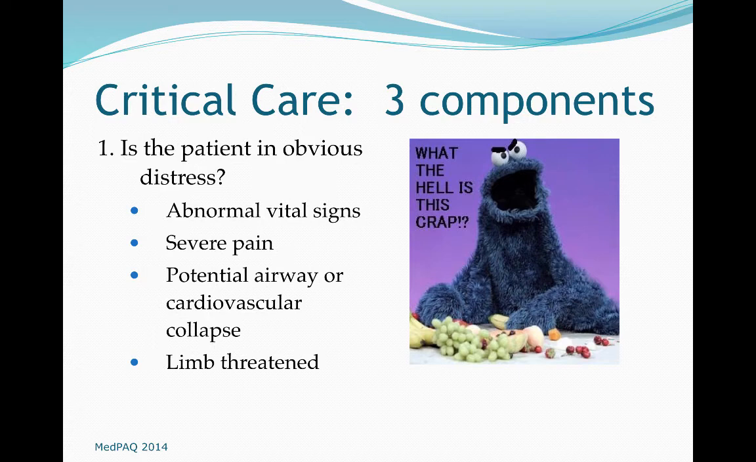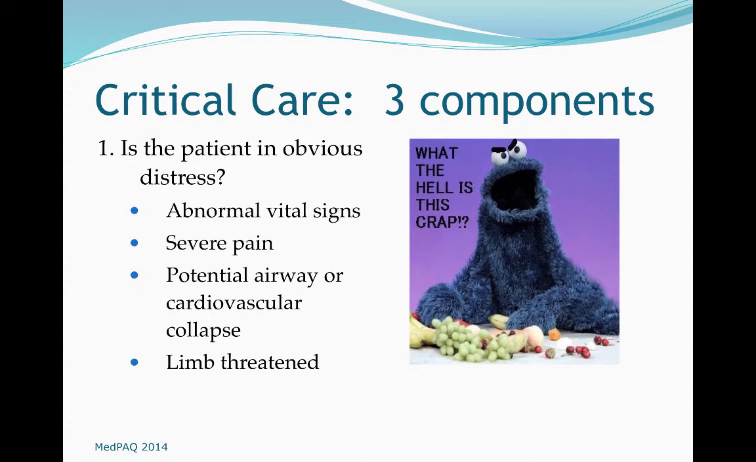Any potential airway or cardiovascular collapse, so a bad asthmatic, a bad croup, someone who's had trauma to their neck where you're worried about the potential of airway compromise. A threatened limb, so that could be an ischemic limb from bad peripheral vascular disease or a peripheral clot. It could be a penetrating trauma that threatens a limb. Sometimes the obvious distress is not as apparent. For example, a renal failure patient who's got a high potassium may actually look pretty good to you, but you get their EKG and they've got peaked T waves, and if their potassium comes back at 6 or above, that's definitely appropriate for critical care.